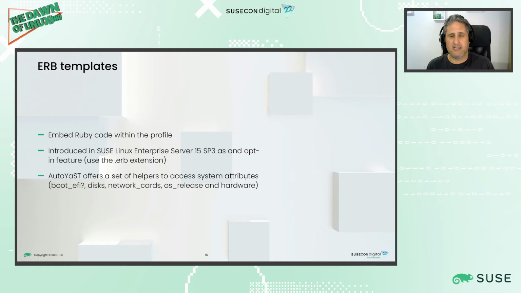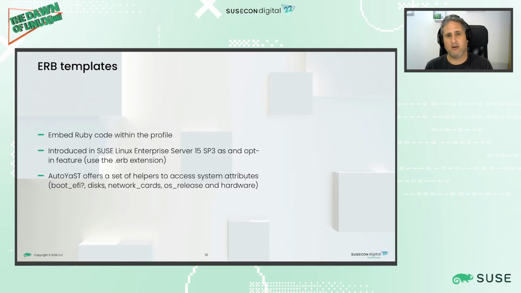Ideally, you can do that with a pre-script, but we decided to introduce this new feature in SUSE Linux Enterprise 15 SP3. The idea is that you can embed Ruby code within your profile. If you think about that, it's like using PHP, for instance, or Jinja in the case of Python. You get a profile that can run some code, some kind of pre-processing of the profile, and you get a final profile with all the information.